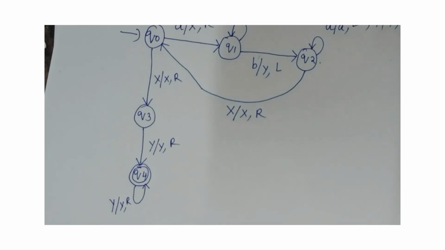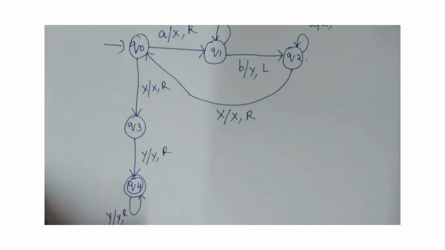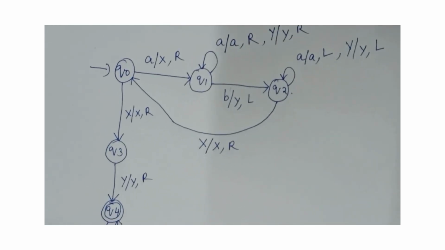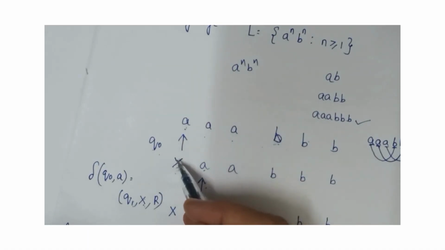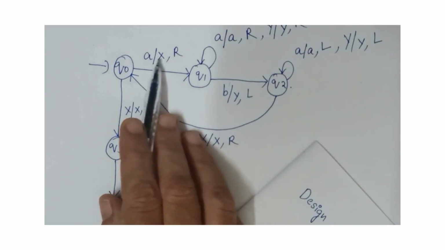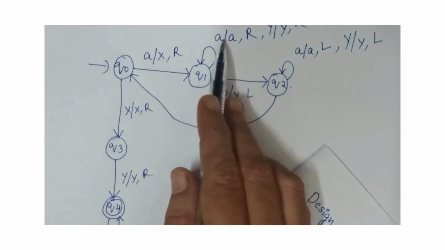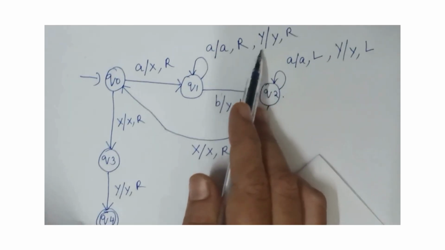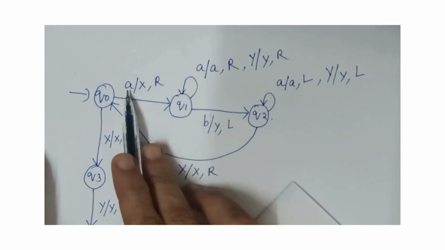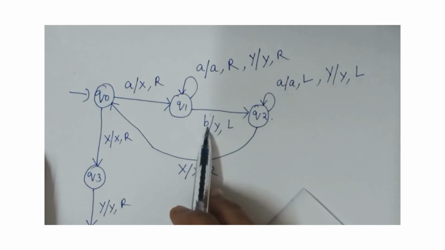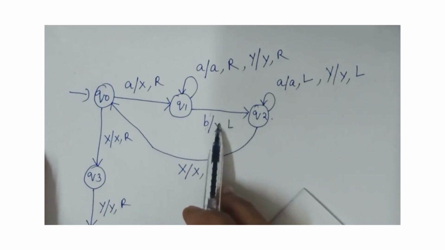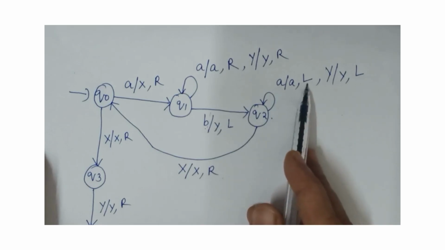So this is the transition diagram for a given Turing machine. We hope you understood. Let me show you this. See, replace A with X and we are moving to right. Whatever A's we encounter between A and B will be read and written. Once we get B, read B and write Y and move to left. In the left we will get A's again, read A, write A and move to left.